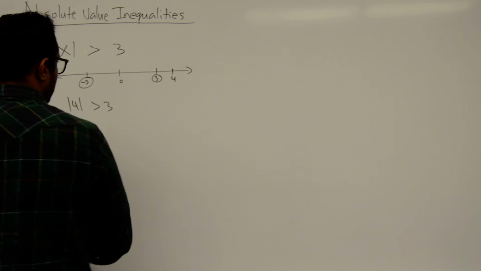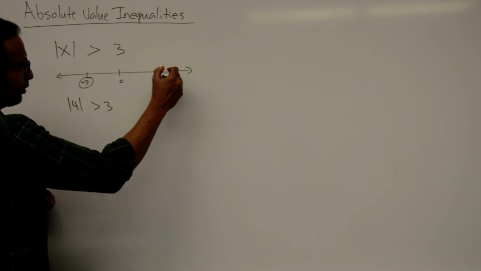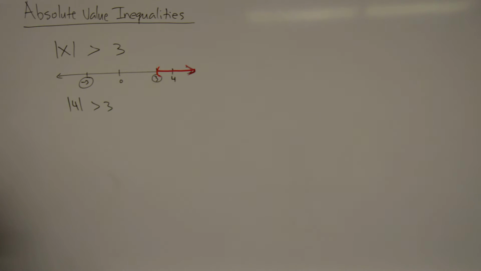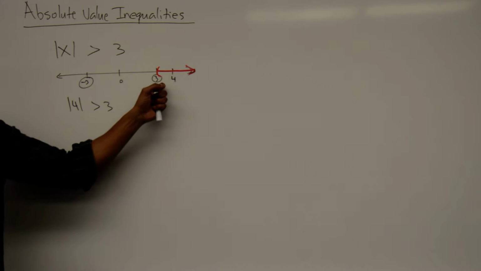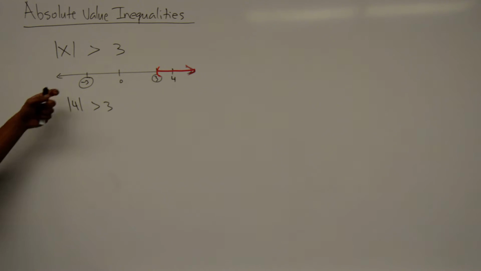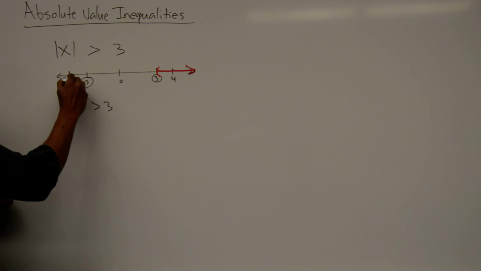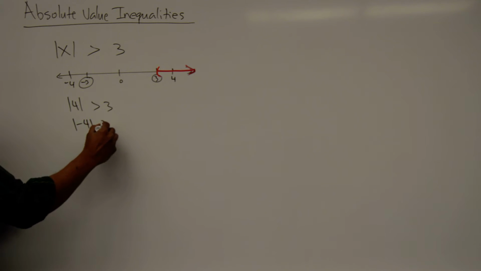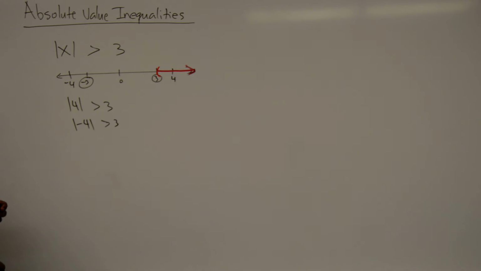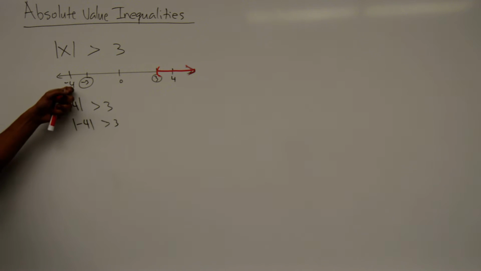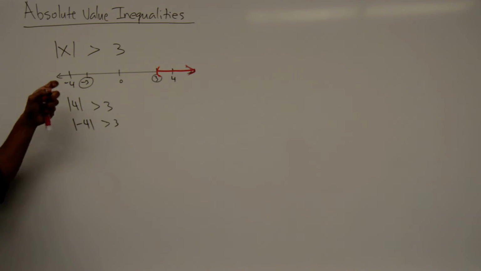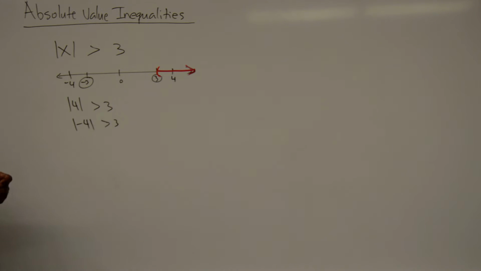For any number that's bigger than 3, like 4 or even 3.1, 3.2, all these numbers are more than 3 spaces away from 0. But the same thing happens on this side. If you look at a number like negative 4, the absolute value of negative 4 is 4, which is also greater than 3, because negative 4 is more than 3 spaces away from 0. So that's what we're asking. We're asking which numbers are more than 3 spaces away from 0.